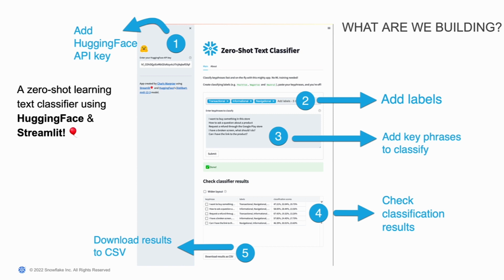You press submit, and magic, you'll get all your key phrases classified with the predictive labels and the classification scores in the table at the bottom. Well, you can even download your results to CSV if you want to use them somewhere else.